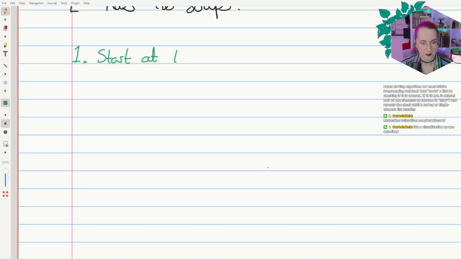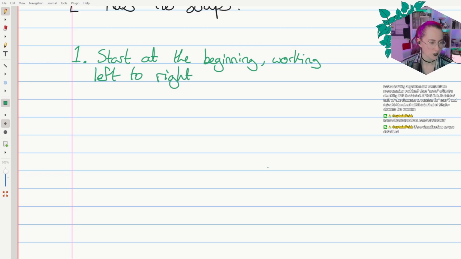Start at the beginning of the list. Working left to right. Which does beg the question, for people that read right to left, or for languages that read right to left, do they do their sorting algorithms backwards too? I wonder.